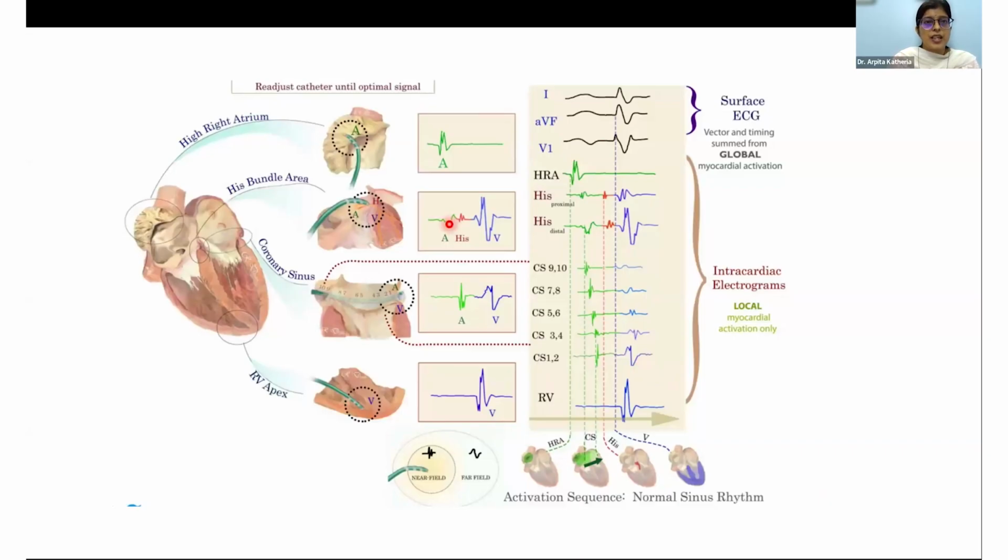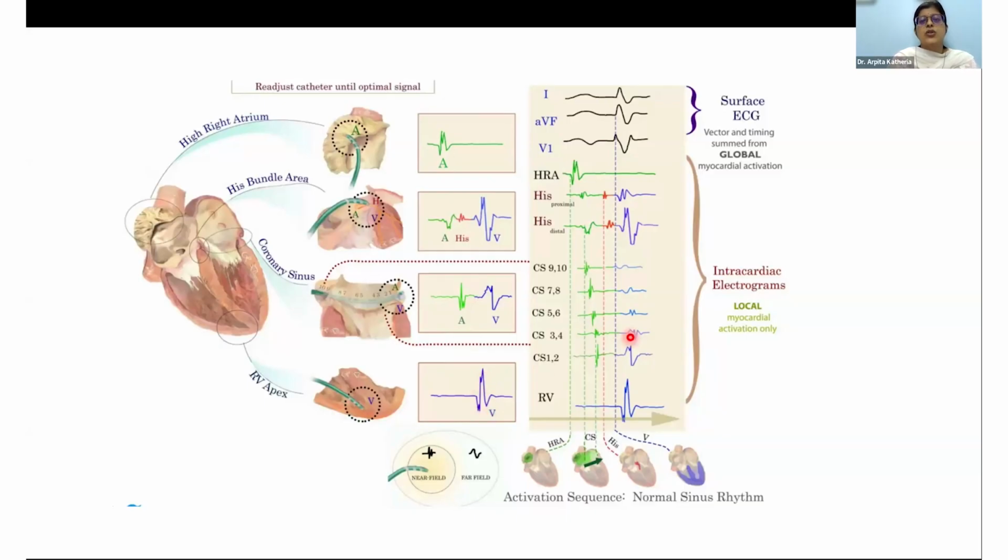Now, once we have placed all the catheters in the high RA, His bundle area, coronary sinus, and RV apex, a catheter placed in the high right atrium will show an A wave on the intracardiac electrogram. A catheter in the His bundle area will show 3 deflections: an A wave, followed by a His deflection, followed by a V deflection. For the coronary sinus catheter, as I discussed previously, the first and second electrodes are towards the left side, whereas the 9-10 electrodes are towards the CS os. So this also shows an A wave and a V wave. And finally, the RV electrode at the apex will only show a V wave because it is placed in the ventricle.